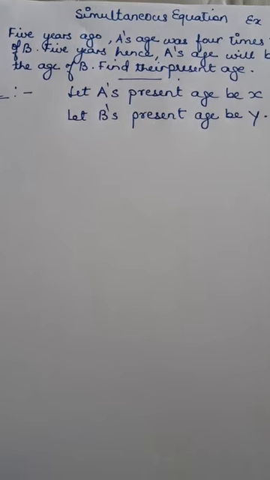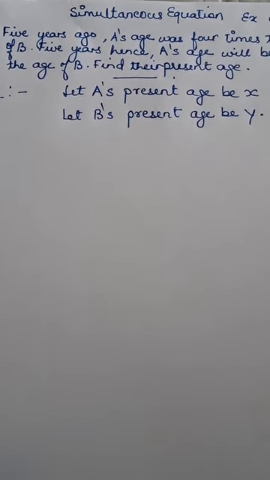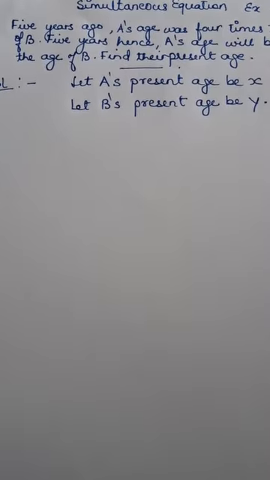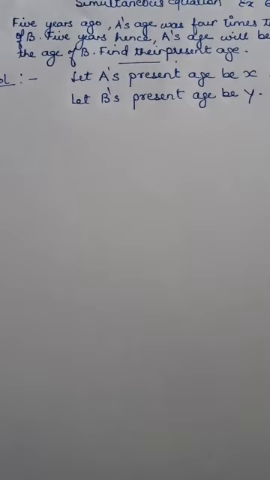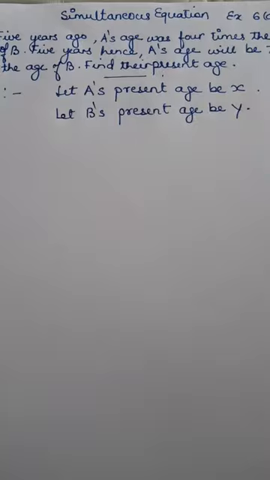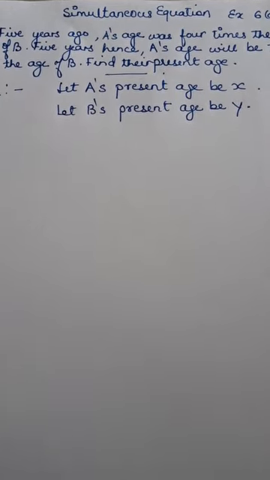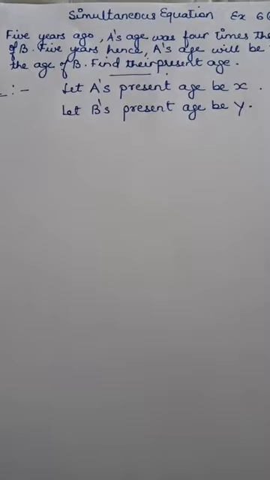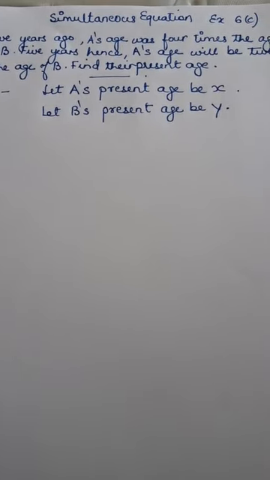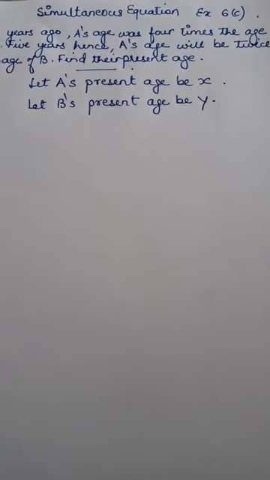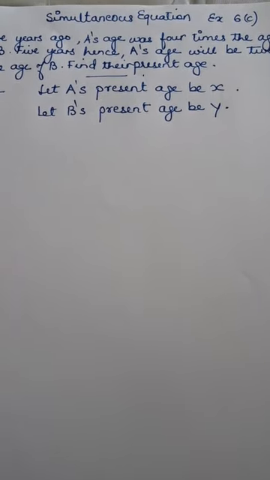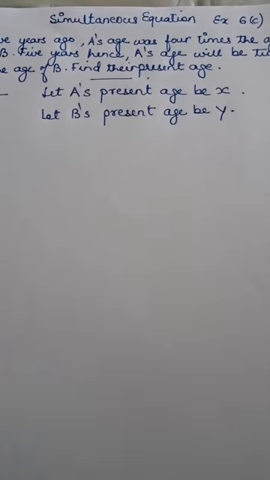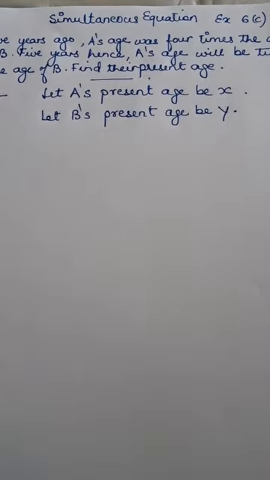Hi, we'll be doing a simultaneous equation word problem, that is exercise 6C, question number 17. 5 years ago, A's age was 4 times the age of B. 5 years hence, A's age will be twice the age of B. Find their present age. In such sums where there is an age problem, we first assume the present age.